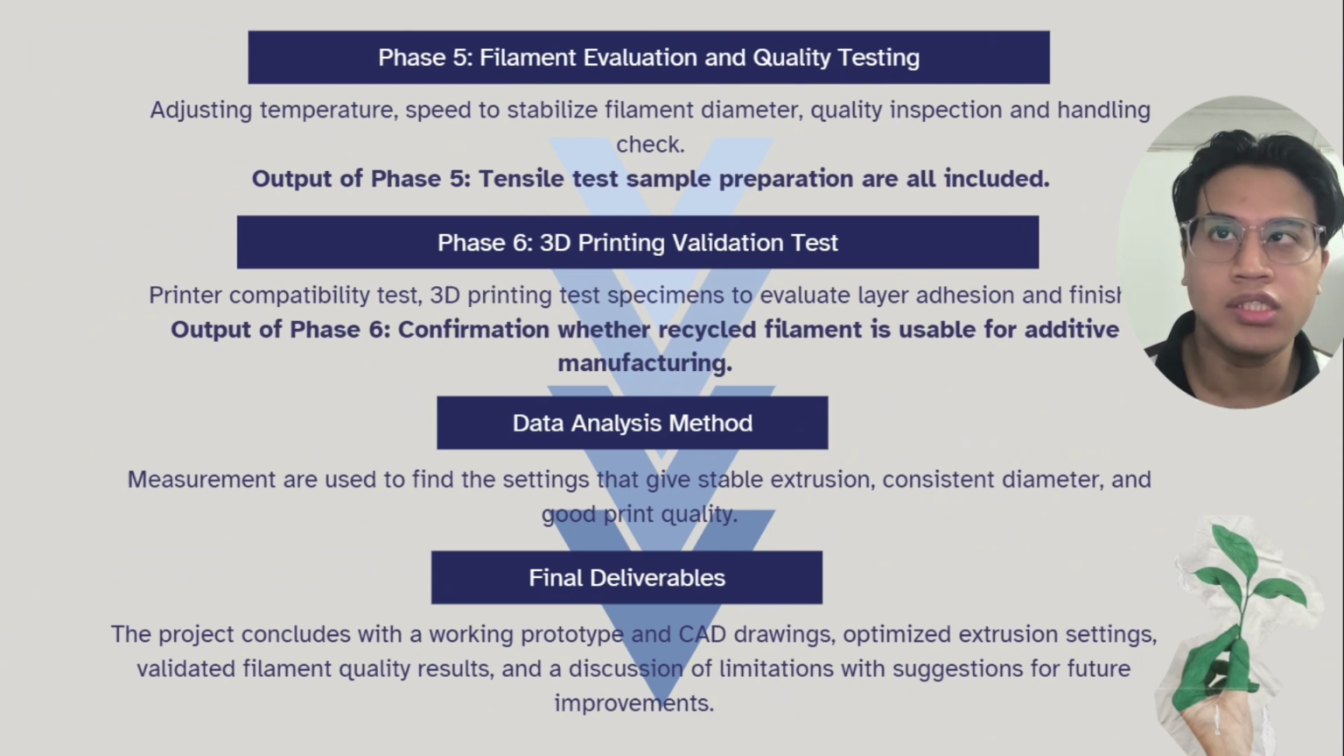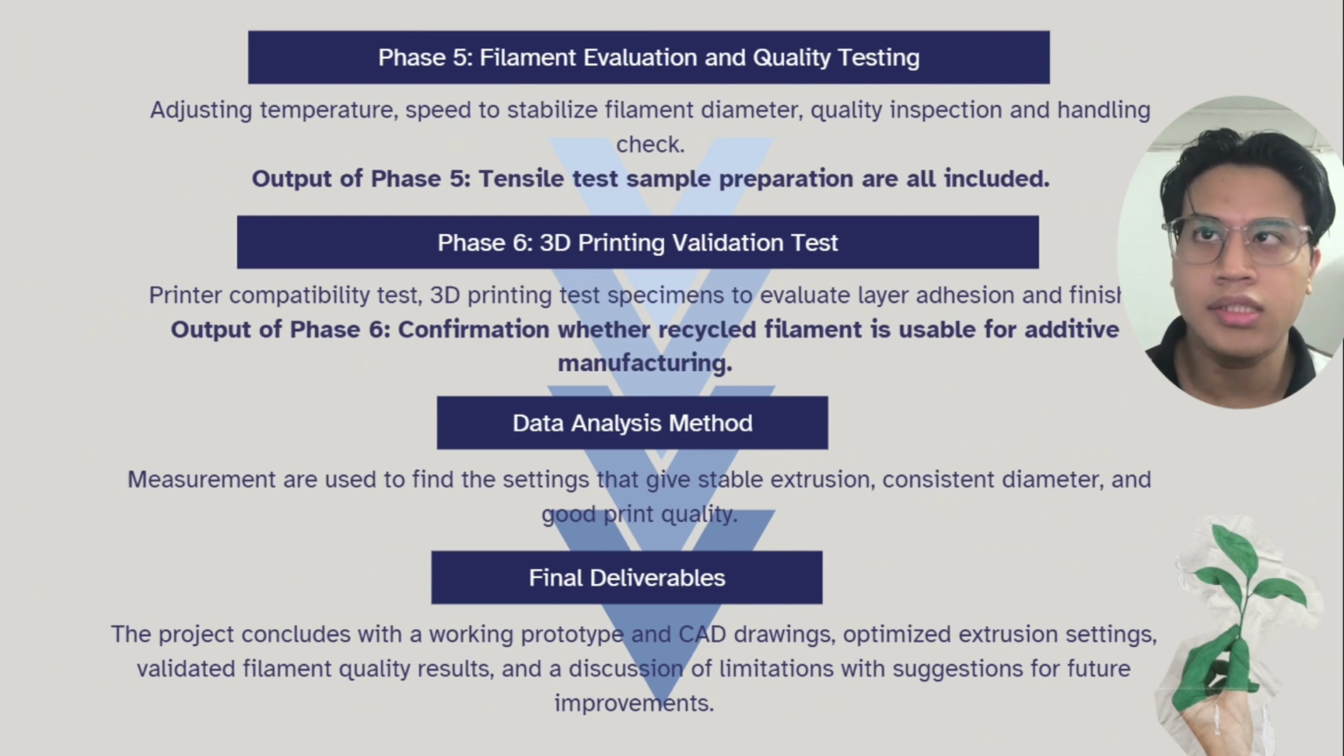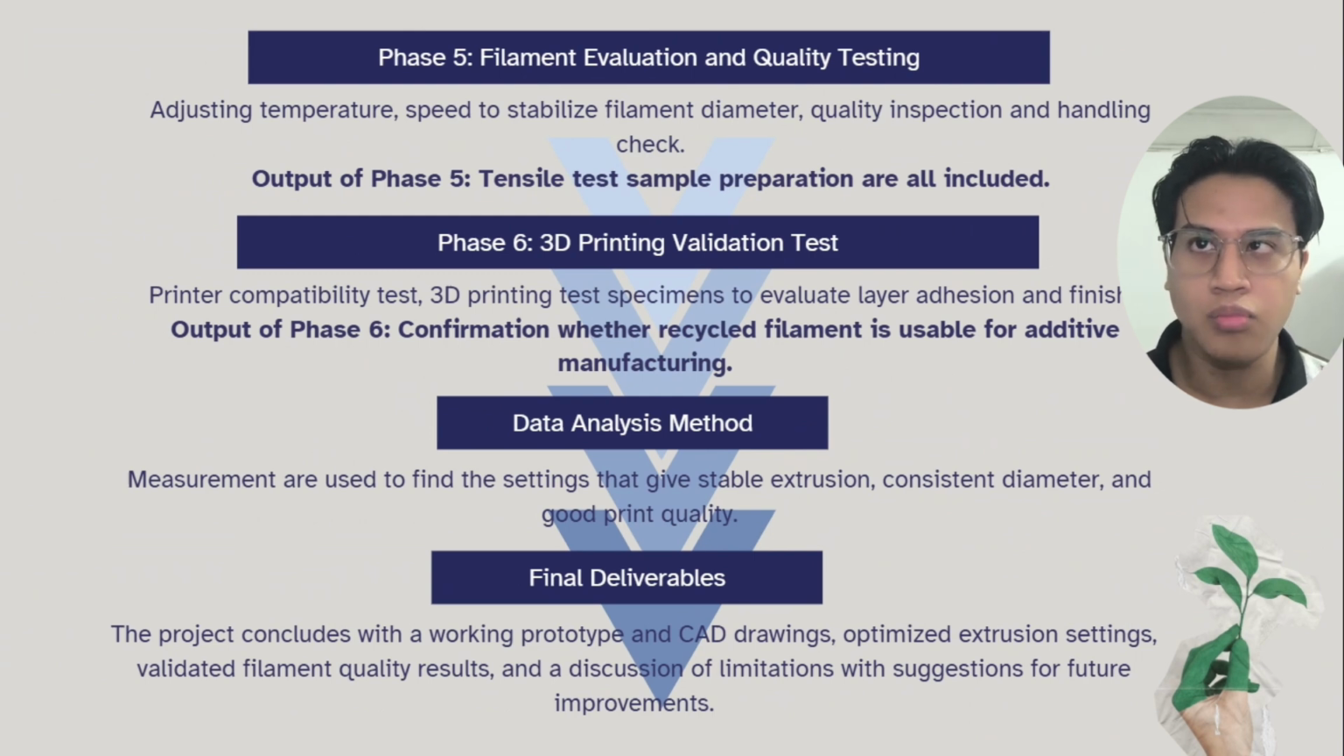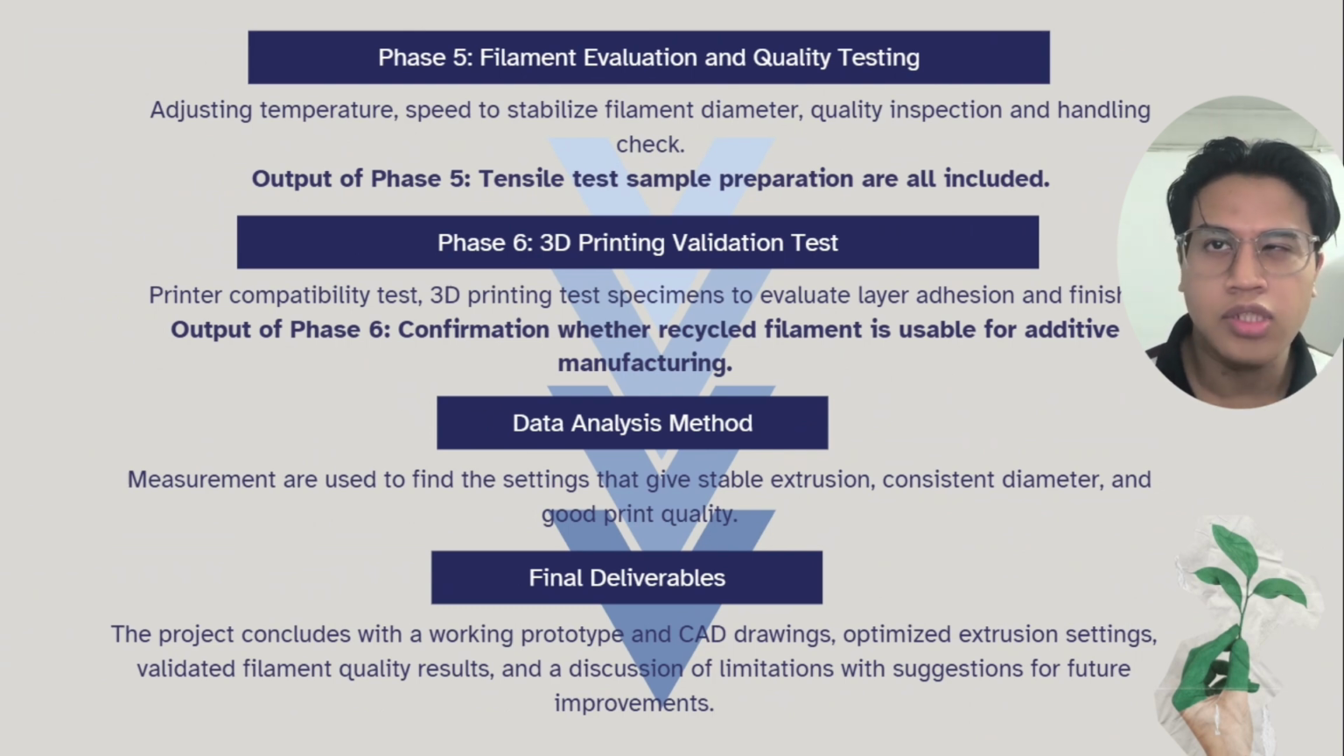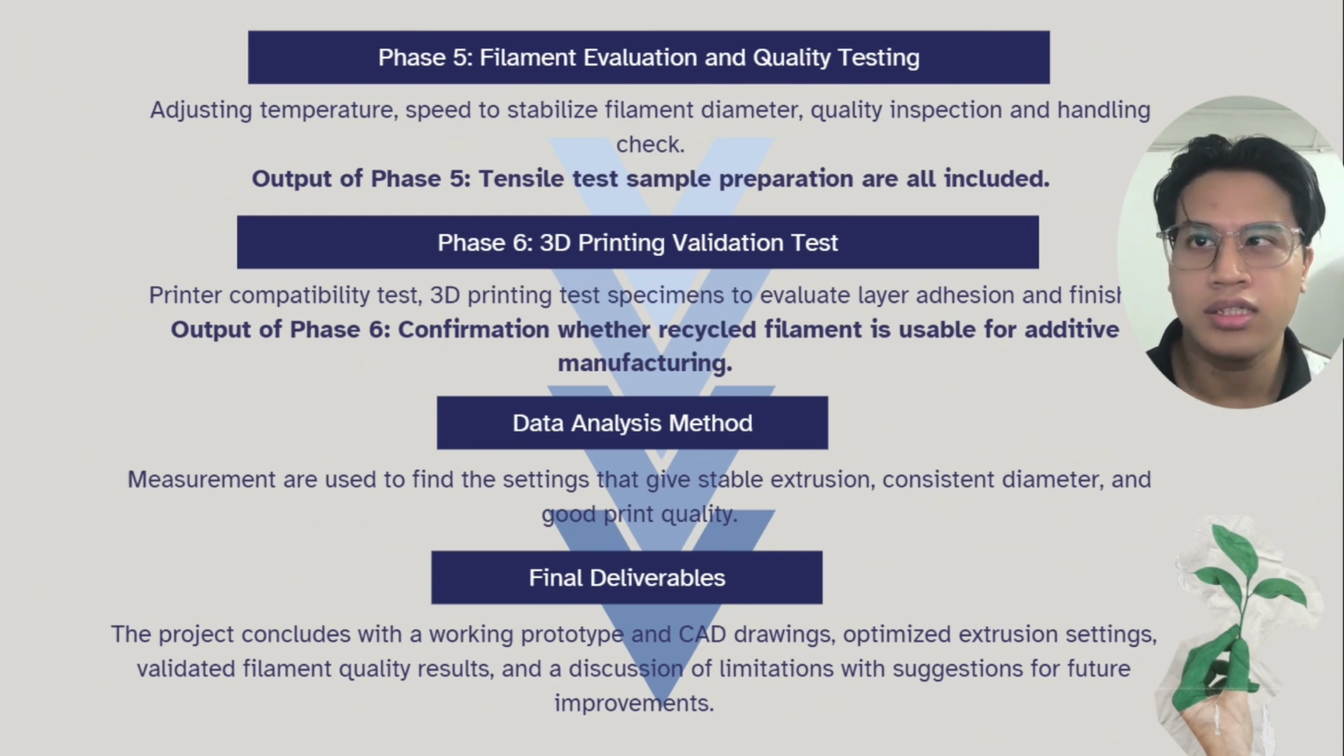Okay, for phase 5, filament evaluation and quality testing, the work includes adjusting the temperature to stabilize filament diameter, quality inspection and handling check. The outputs of phase 5 include tensile test sample preparation. And for phase 6, which is the 3D printing validation test, it includes a printer compatibility test and 3D printing test specimens to evaluate layer adhesion and finish. The output of phase 6 is confirmation of whether the recycled filament is usable for additive manufacturing.